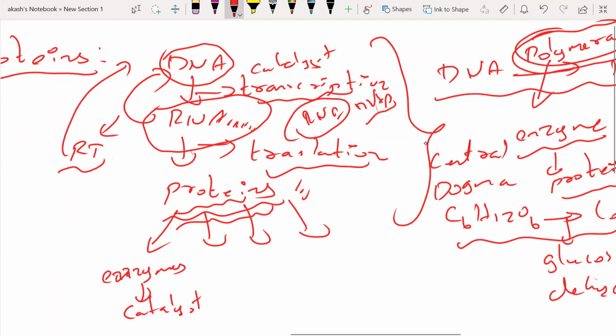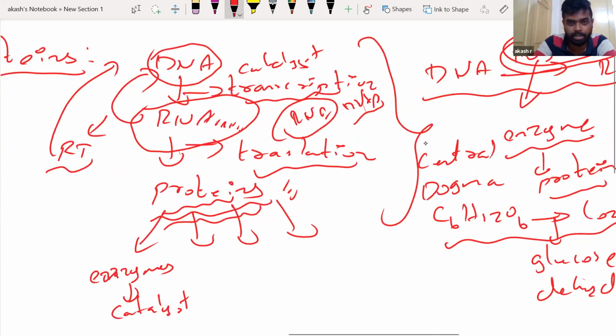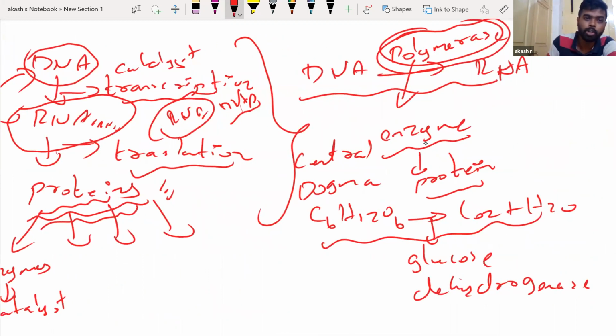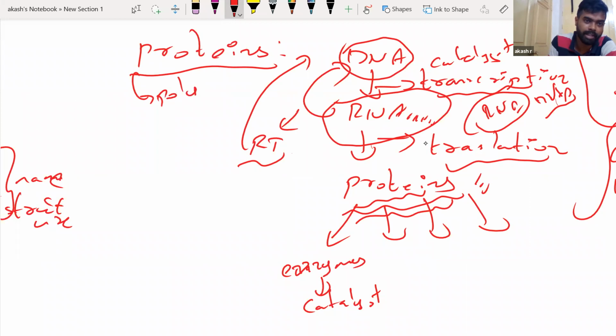So, understood. These are all things you can know for extra knowledge. Now moving on to proteins. Proteins are polymers. We know what polymers are, just like how you have polysaccharides. What are polysaccharides? So many monosaccharides.